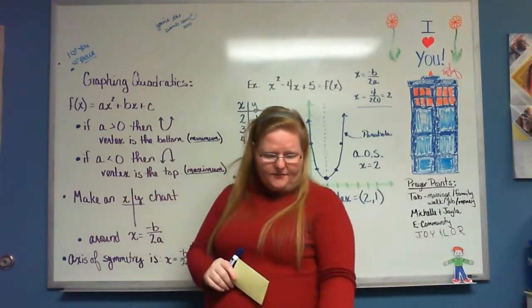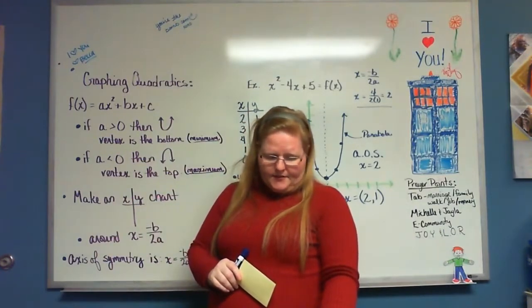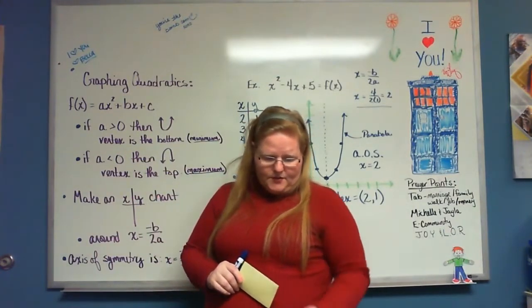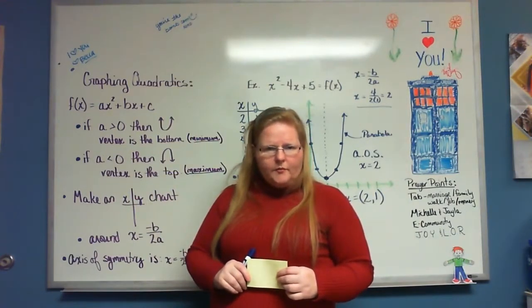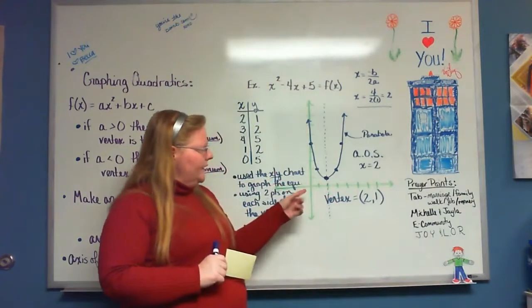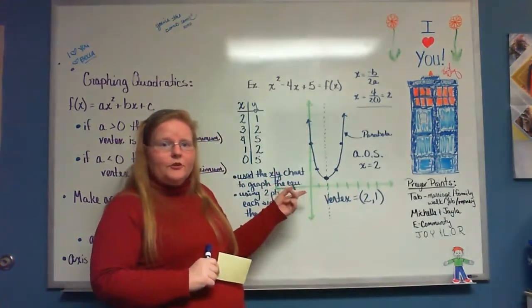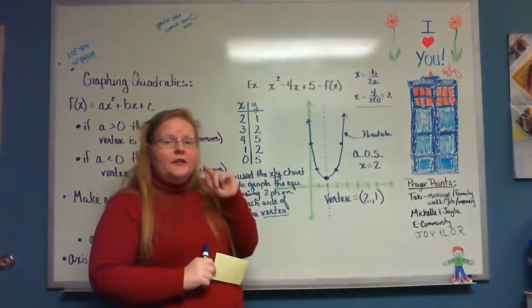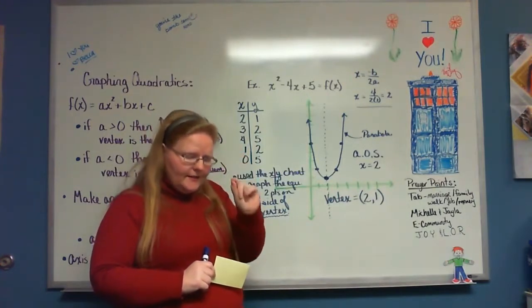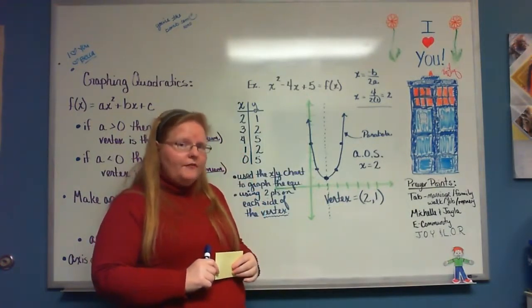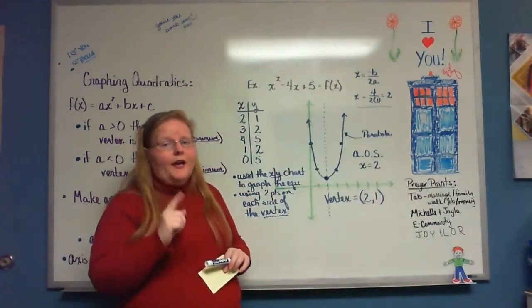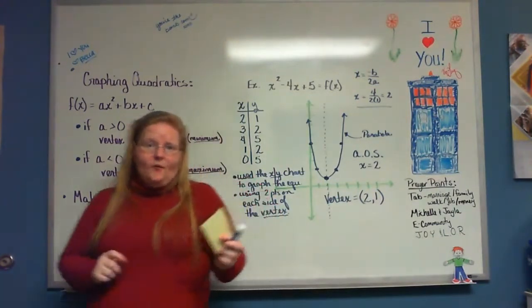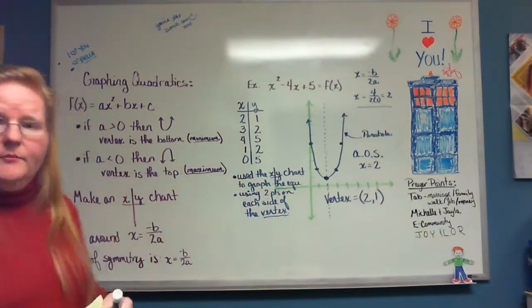Some of them say to find the vertex, the axis of symmetry, and the x-intercepts. X-intercepts? Wait a minute. We didn't have any x-intercepts. No, you don't always have x-intercepts. But if you do have x-intercepts, then you need to find them. So let's do one where we have some x-intercepts, and that way we'll be able to find them.